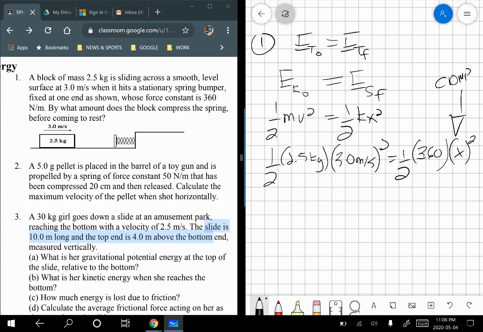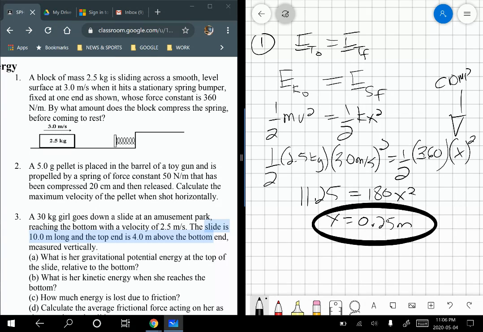So I'm going to type in all the left side on my calculator at once. I go 0.5 times 2.5 times 3 squared, and that gives me 11.25. On the right, I got 1/2 of 360, which is 180, and then you've got x squared. The rest is just math, guys. You go 11.25 divided by 180. It gives me some number on my calculator, and don't forget to square root it. And you'll find that x equals 0.25 meters or 25 centimeters. That's how you do number one.